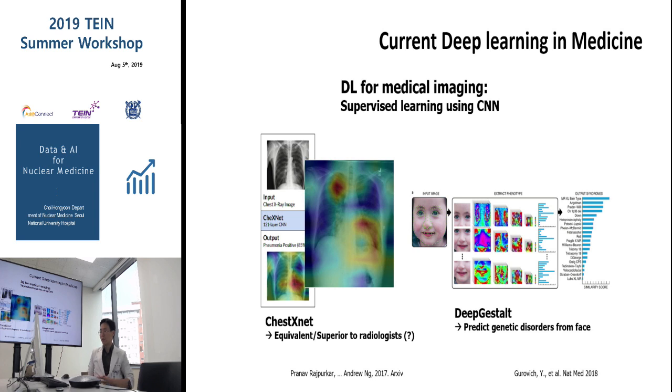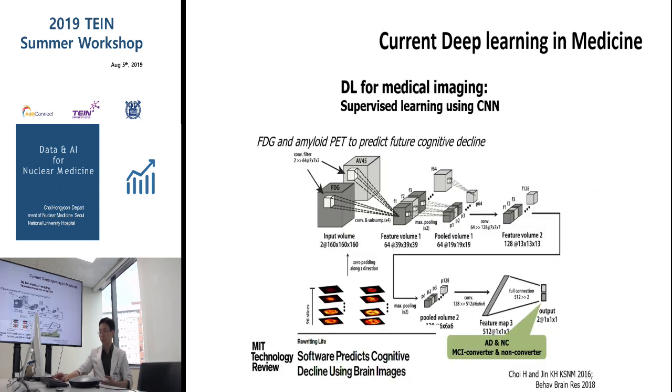And there are some interesting papers. This was published last year in Nature Medicine, named DeepGestalt, which is a deep learning model that predicts genetic disorders from the face. So these techniques can change many things, because this face recognition technique quantifies the probability of a genetic disorder from the face. So this can be a new biomarker to identify genetic disorders.